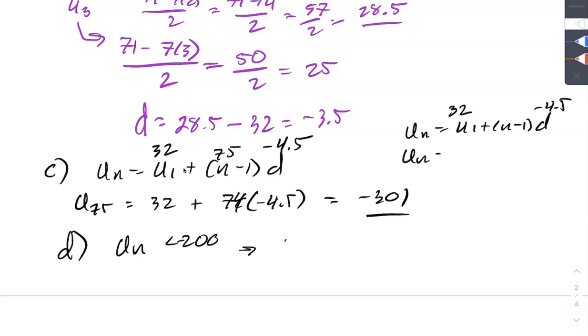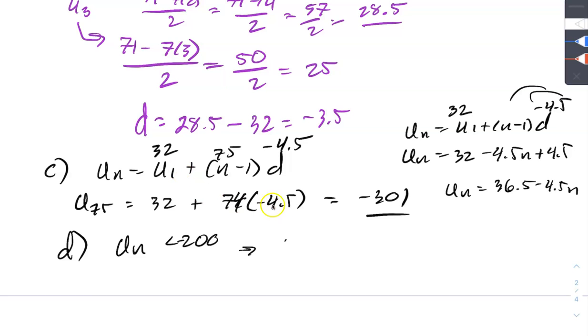So if I simplify this real quick, plus negative 4.5 n plus 4.5. So my un is 36.5 minus 4.5n. Okay, so that's my general formula. And now I just have to set that less than negative 200. So 36.5 minus 4.5n is less than negative 200.